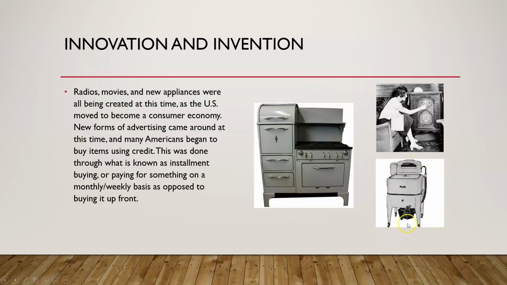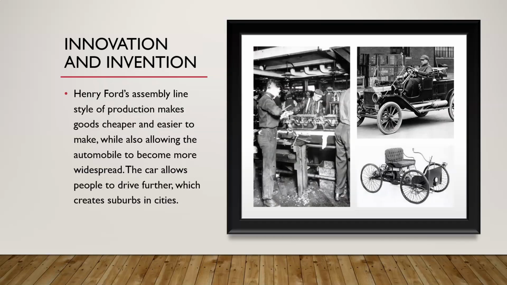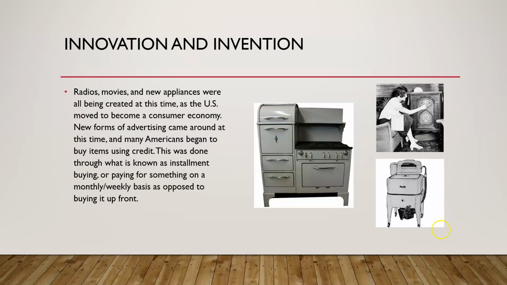Over to the right hand side in the bottom, we have a washing machine. No more filling up a bucket and doing it on your own. You had a machine that would help take care of some of that laborious part of the routine. And a lot of Americans at this point couldn't afford to purchase these luxury items like the cars, the radios, the washing machines, the stoves and ovens up front with cash.